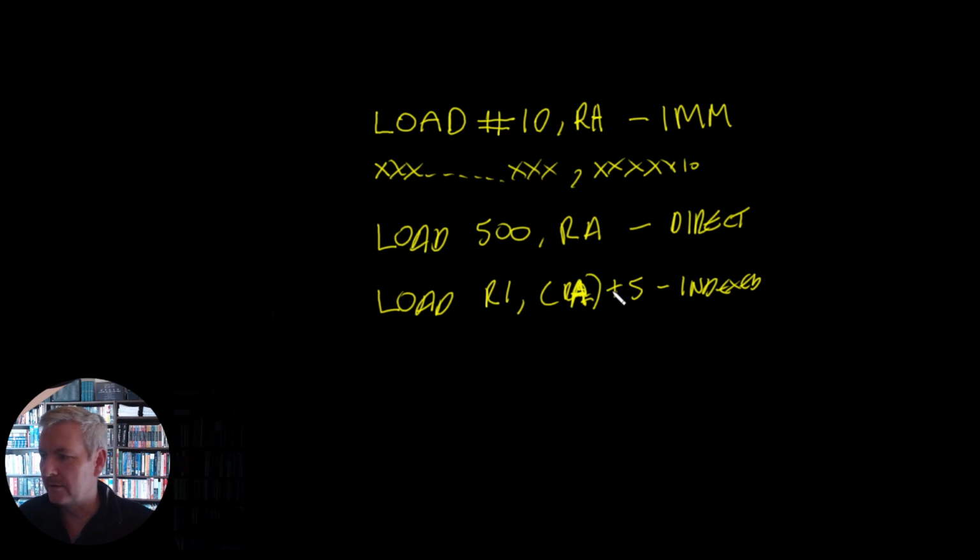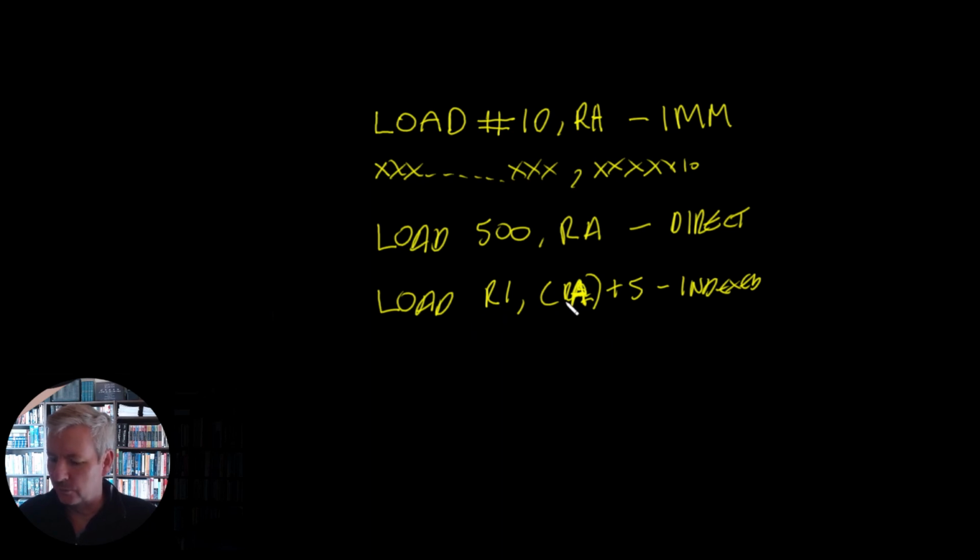Now, to get to the memory location, we go to the contents of register RA. The contents of register RA will contain an address. We go to that address in memory, but we don't get our information from that address. We then add 5 onto it, and we go to the 5th one down from it, and we pull out our operand from there, and we place it into the register R1. So that's just called the indexing.